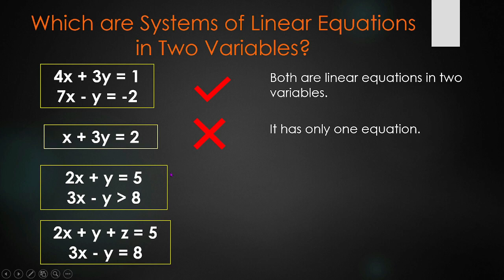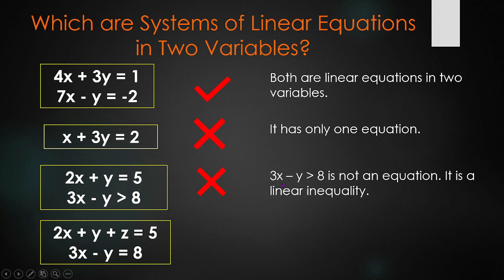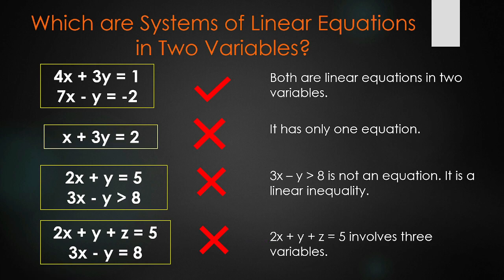What about 2x plus y equals 5, 3x minus y is greater than 8? It is not a system of linear equations in two variables. The statement 3x minus y is greater than 8 is not an equation. It is a linear inequality. How about 2x plus y plus z equals 5, 3x minus y equals 8? Is it a system of linear equations in two variables? It's not, because the statement 2x plus y plus z equals 5 involves three variables. It is not a linear equation in two variables.